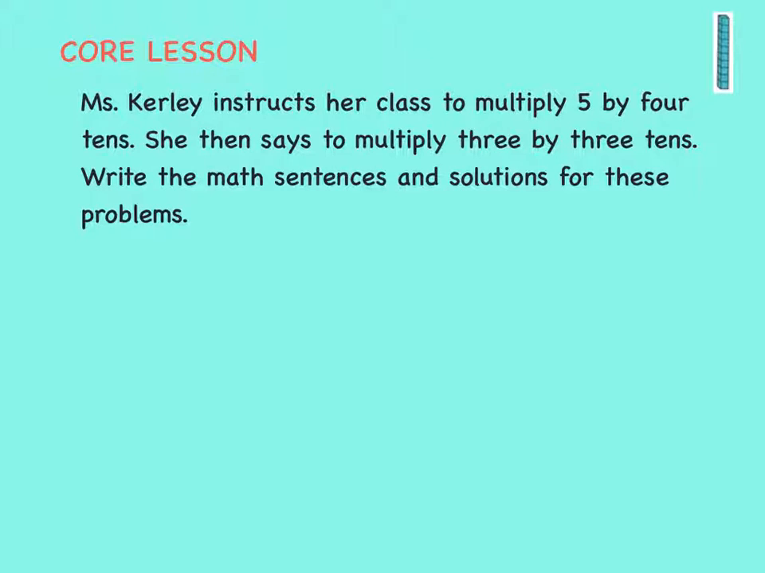There's two parts to this problem, so let's underline what's important. First, we need to multiply 5 by 4 tens. After that, we're going to multiply 3 by 3 tens. Now we can write our math sentences. When we're multiplying 5 by 4 tens, we know that 4 tens is the same thing as 40. So we'll write 5 times 40. Let's see what this looks like.